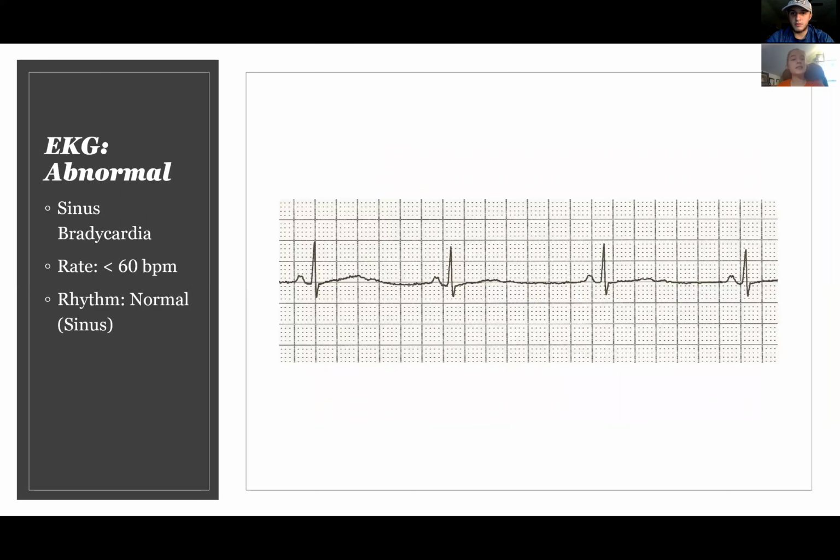Here we have sinus bradycardia. This is when you have less than 60 beats per minute, but a normal sinus rhythm. And as you can see in the picture, this is where you have an abnormal length of resting between the end of the T wave and the beginning P wave.